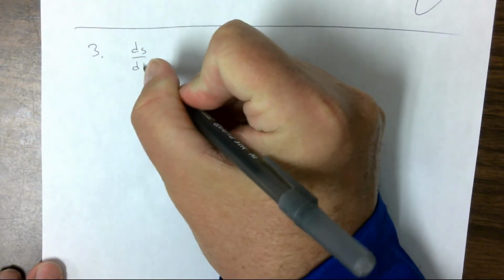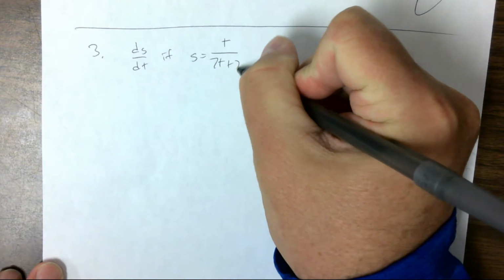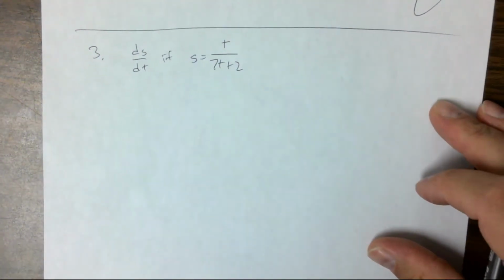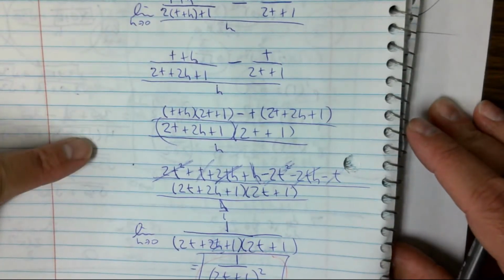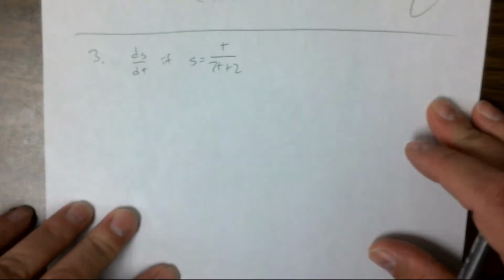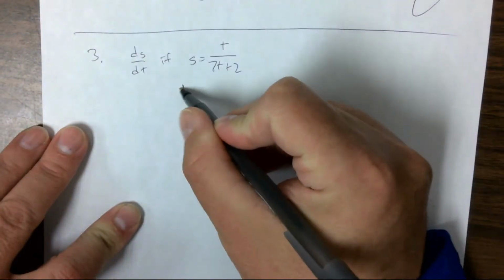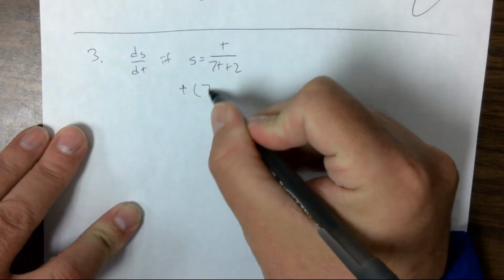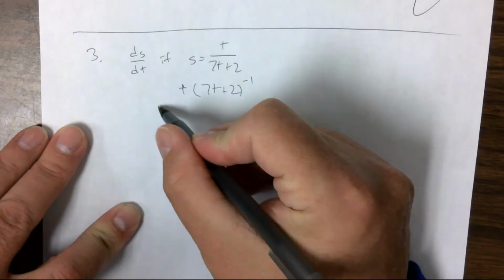Hey everybody, we're continuing with number 3, and we want ds/dt if you have s equals t over 7t plus 2. Now, in that last video, I said we may end up having to do this the long way, which is still doable, but I just remembered a second shortcut. So the main thing to start with, we bring this up, and so it'd be 7t plus 2 to the negative 1. Now the shortcut I'm going to talk about is called the product rule.